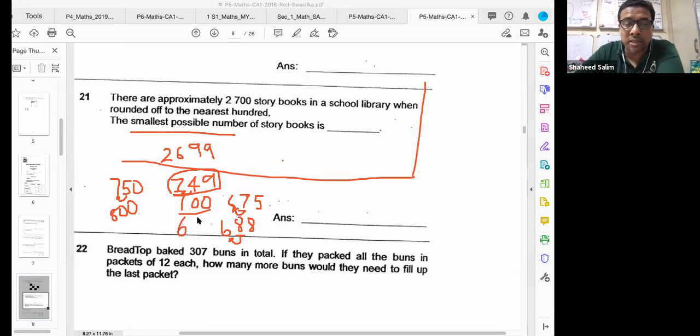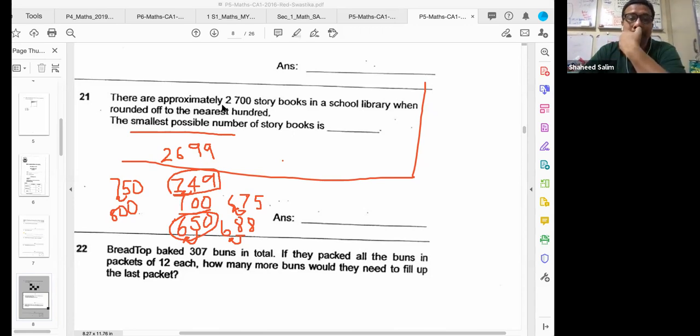Smallest possible number is 650. See, 650, I need to plus 1. I look at the number, I need to plus 1, becomes 700. So this is the smallest possible number. When you round off, it becomes 700. This is the biggest possible number. When you round off, it becomes 700.